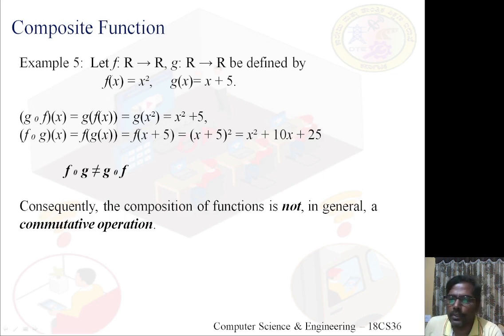Here I find g dot f of x equals x square plus 5, while f dot g of x is x square plus 10x plus 25. I mean, g dot f of x is not the same as f dot g of x. So f dot g is not equal to g dot f. So in general, composite functions need not be commutative.